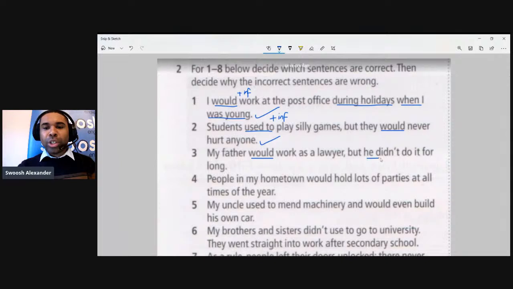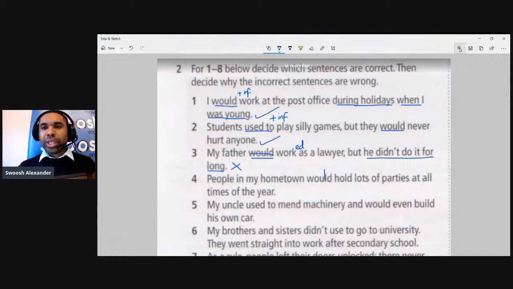So he didn't do it for long is the clue here. If it's something which you don't do for long, it's not a routine, is it? A routine is something which you repeat over an extended period of time. So it would be incorrect to use would in this case. You would just use the past simple, worked. So my father worked as a lawyer, but he didn't do it for long. Okay. So that would be a more appropriate way to write this sentence.